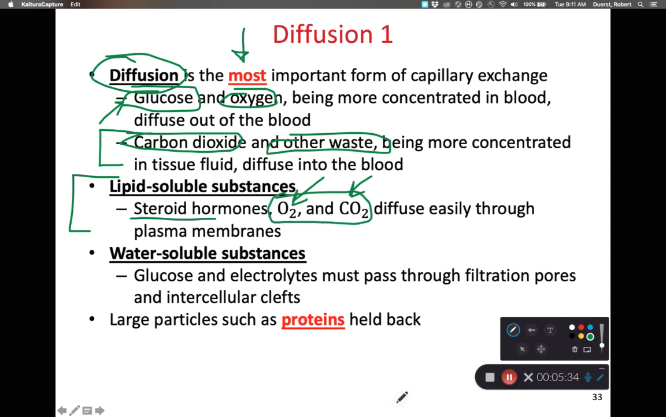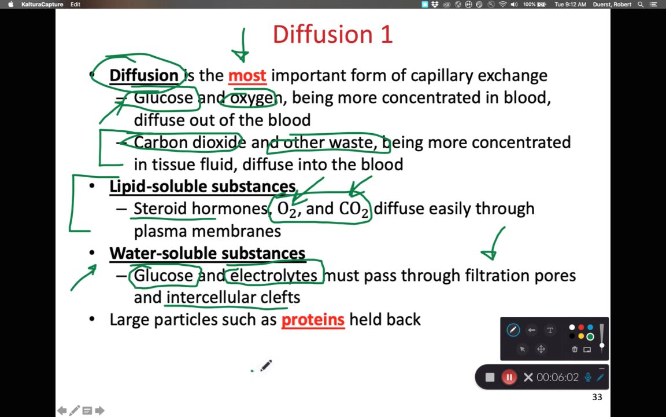They can go straight through the plasma membrane. We also have water-soluble substances like electrolytes, which for review are dissolved ions. Sodium, potassium, calcium, and chloride are among the most common electrolytes. We also have glucose as a dissolved electrolyte, and those larger molecules or charged molecules need to pass through a filtration pore or an intercellular cleft within the endothelium.